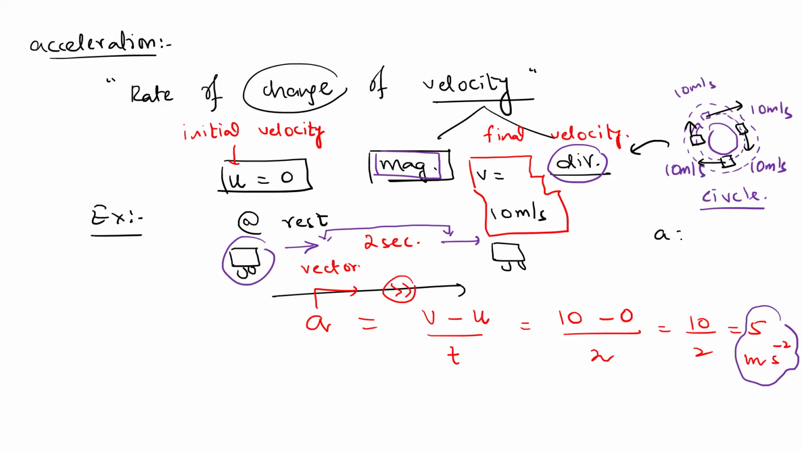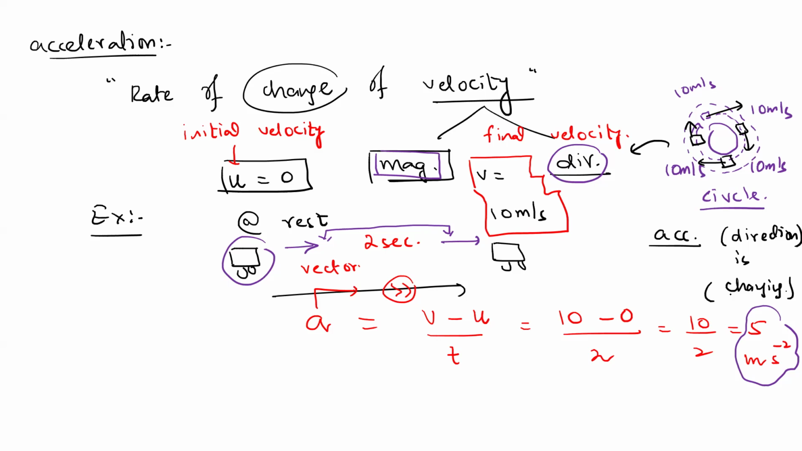Why? Because acceleration is dependent on direction as well. So if direction is changing, then we can have a change in velocity, and then we can have an acceleration as well. Do you guys get this part? Is this understood? Sir, can you repeat one more time, please?